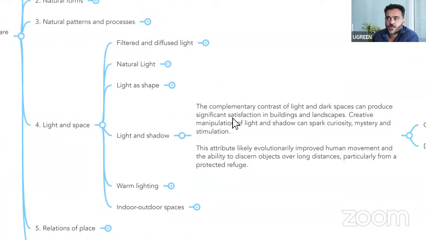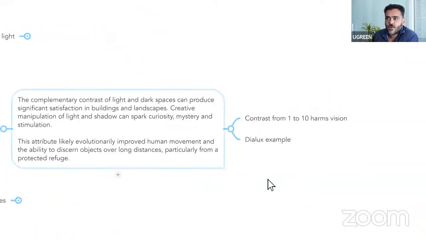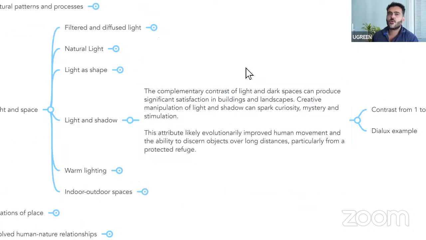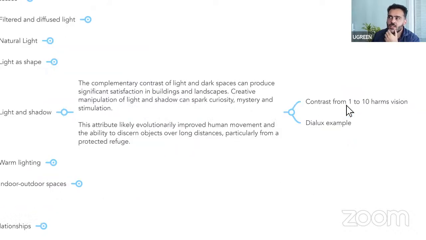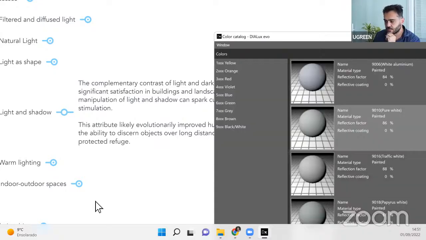Lighting shadow, okay? Lighting shadow is an amazing concept. For example, you have a space with more light and less light. When you are in nature, if you are in a forest, for example, you are going to have spaces with more light and less light. So it's a thing that is natural. But the problem is when you have a contrast, for example, of 1 to 10, it is going to harm your vision. So let me get the DIALux example here once again.